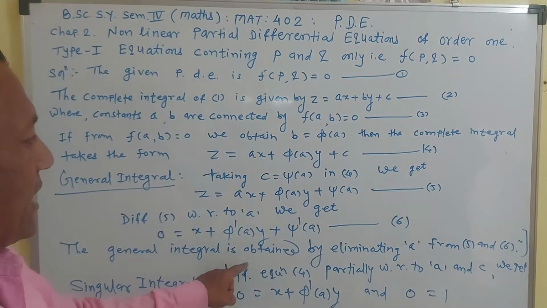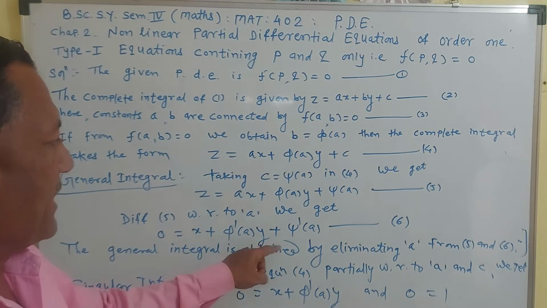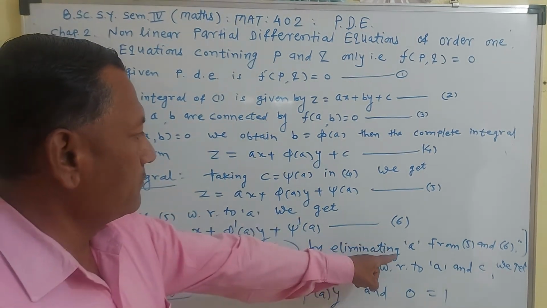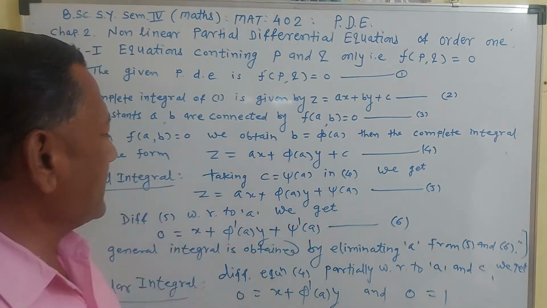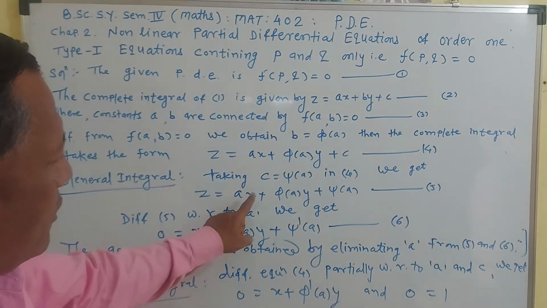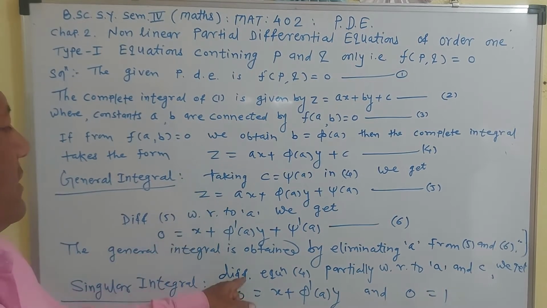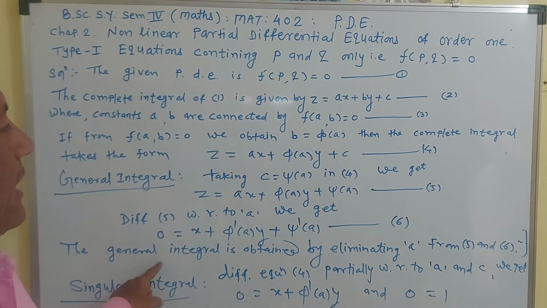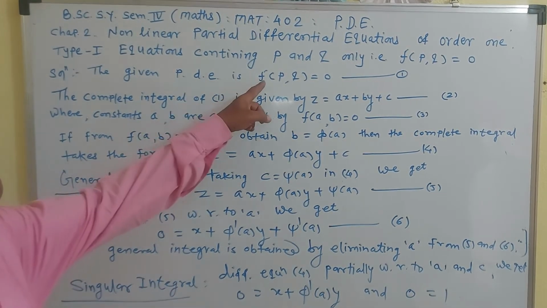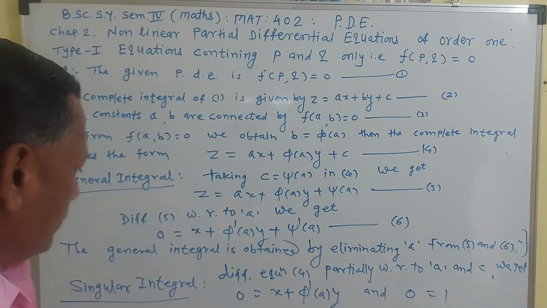Now the general integral is obtained by eliminating the constant a from 5 and 6. You find the value of a from equations 5 and 6, then you get the general integral of f(p,q) = 0.